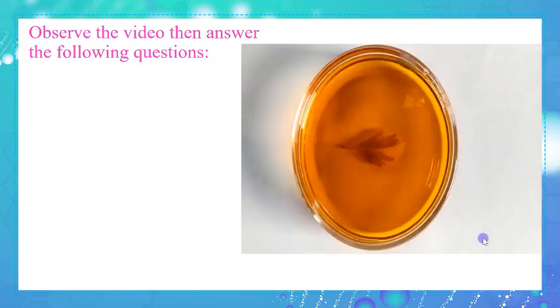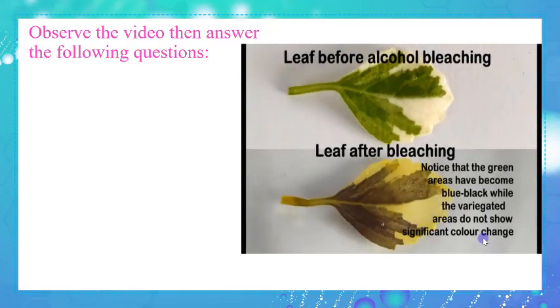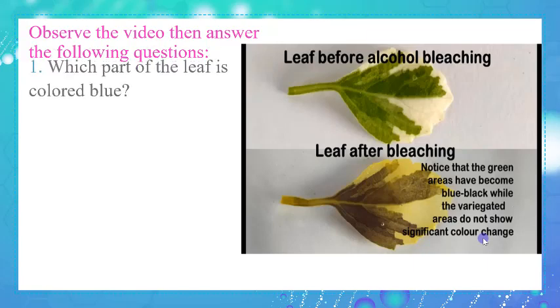After a couple of minutes, you'll see that the parts of the leaf that originally contained the green spots test positive for iodine by becoming blue-black in color. However, the variegated spots on the leaf do not show any significant change in color except for a faint brown iodine color. This is a negative test for starch. Okay, now answer these questions.